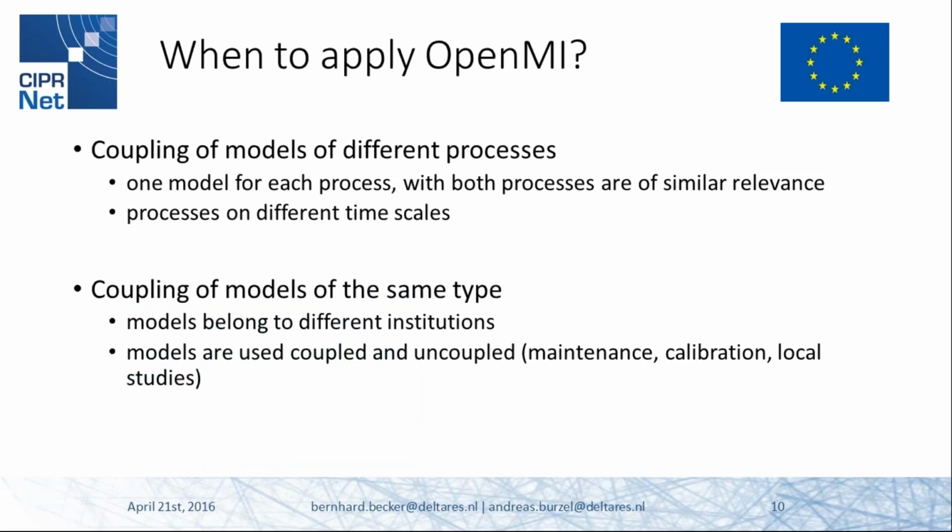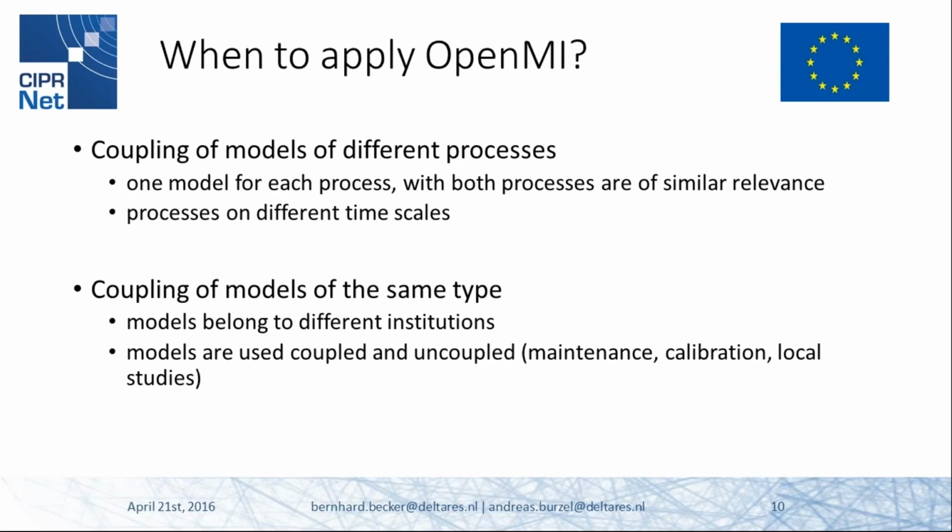And next topic is when to apply OpenMI. And we have two categories. The first one is coupling of different processes. So this means we have different models for different processes, one model for each process. And both processes are of similar relevance. But these processes can also be on different time scales.